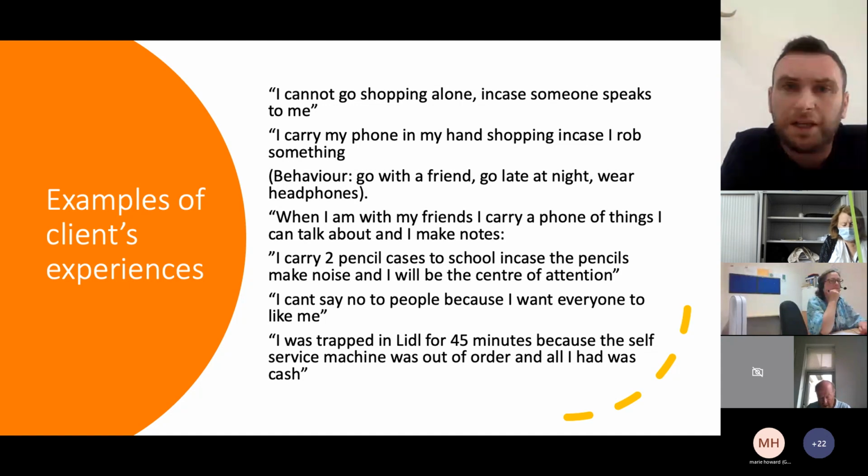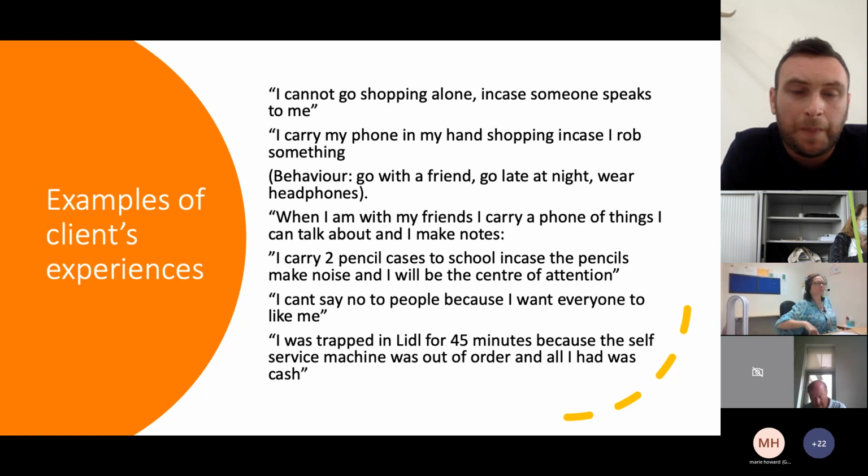I can't go shopping alone in case someone speaks to me. That's one example. I think this person would maybe have worn headphones or only gone in with other people, because they thought that if they went shopping, someone could say something to them, it could make them feel very anxious, and they may not be able to respond. I carry my phone in my hand shopping in case I need something. When I'm out with my friends, I carry a phone of things I can talk about, and I also make some notes. This is a young person who said to me, I carry 2 pencil cases to school just in case the pencils make noise and I become the center of attention.